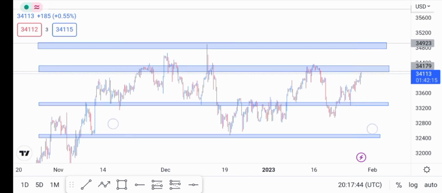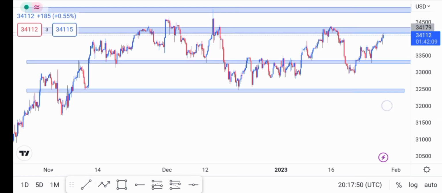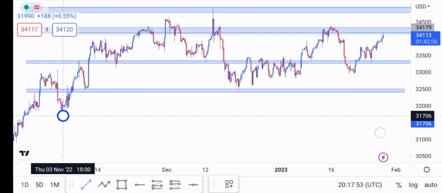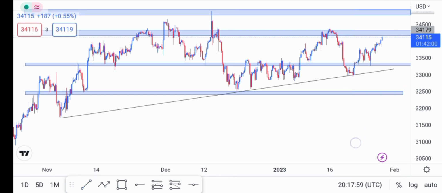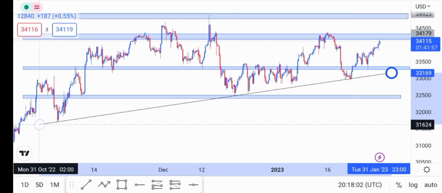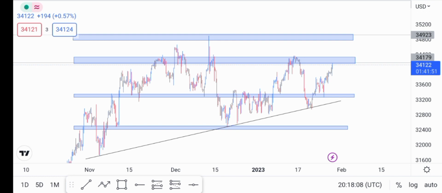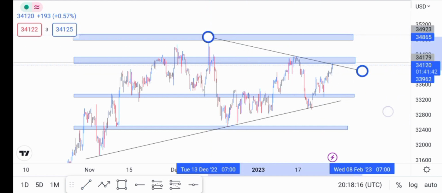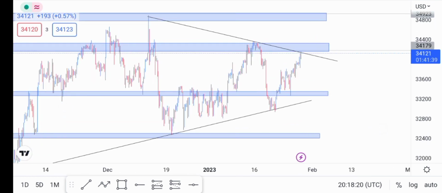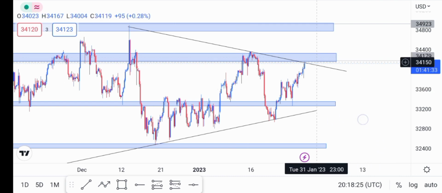Okay. So we are focusing around this area here, right? Remember, guys, starting from this point here, if I'm not wrong, we have this beautiful triangle pattern occurring. I'll just zoom out a little bit. Okay, so this is what we have on US30. We have a beautiful triangle.